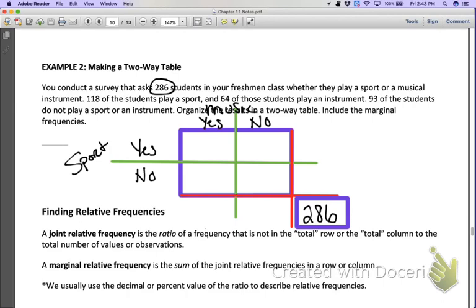So from the information that you're given, we have 286 people. That's why that number's down in the bottom, kind of off to itself. So it says 118 of the students play a sport. So where is the 118 going to go? Is it going to go within my box or is it going to be outside of my box? Where at? If you think it's inside. It says 118 students play a sport.